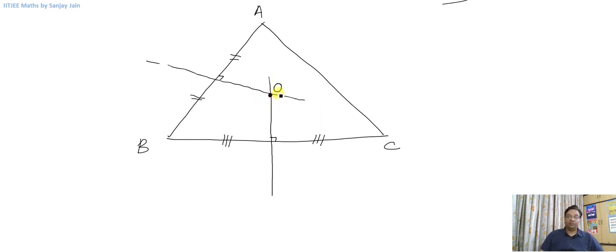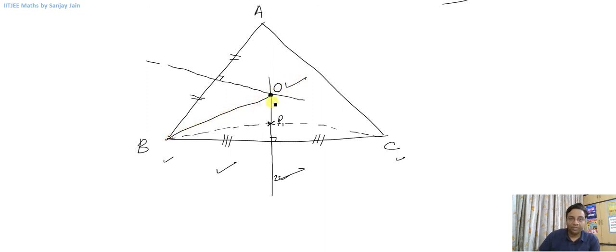Now this point O lies on the perpendicular bisector of line segment BC, so it will be equidistant from B and C. For a moment let us consider any other point P1 which lies on this perpendicular bisector. What can you say about this point P1? That it will be equidistant from B and C. Why? Because it lies on the perpendicular bisector, and it should be true about this point O, right? So O is equidistant from B and C, right? These two distances are equal.